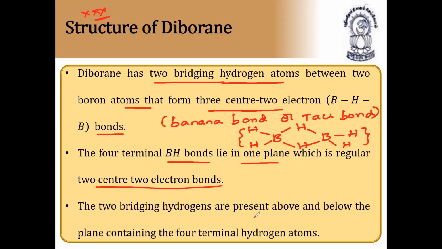The two bridging hydrogens are present above and below the plane containing the four terminal hydrogens. So they are lying above and below the plane. So this is the structure of diborane.